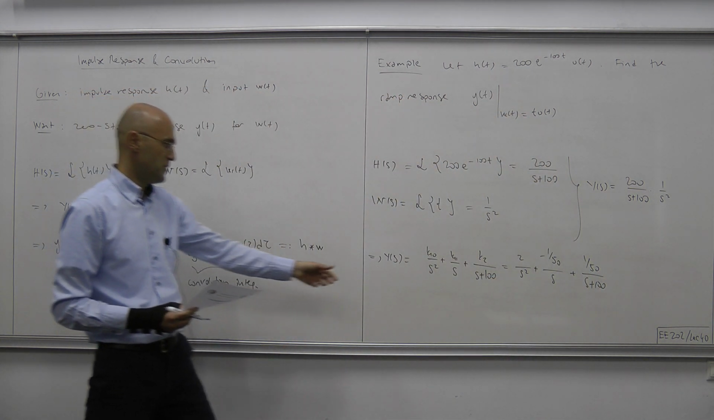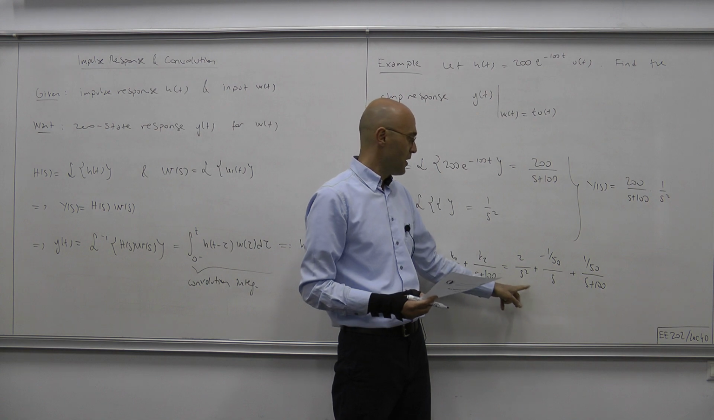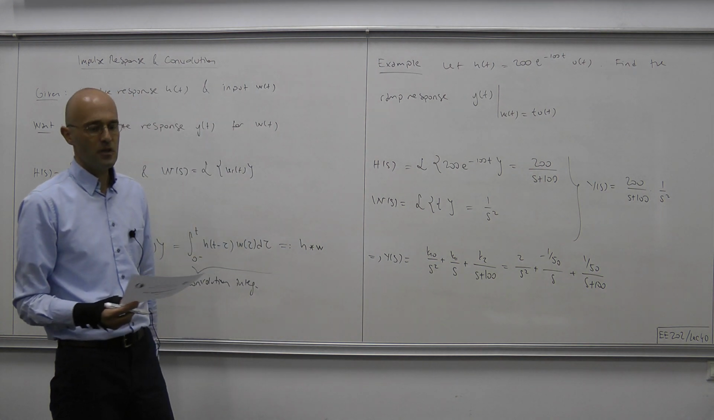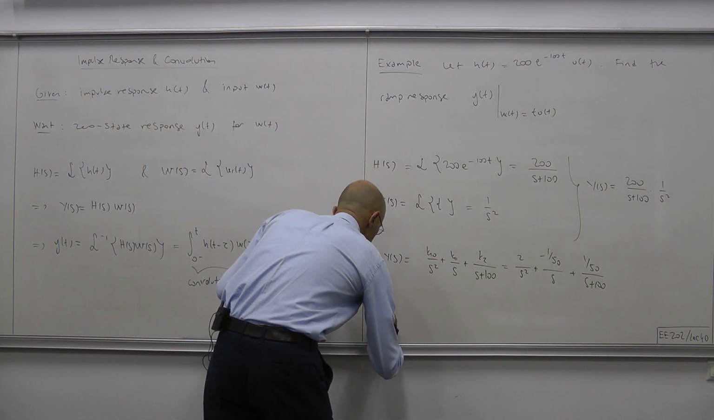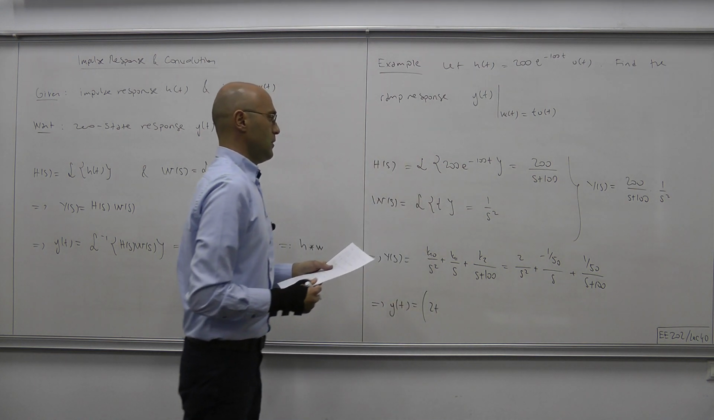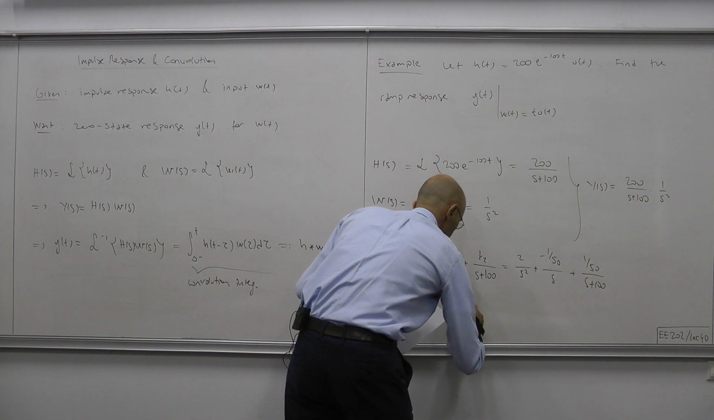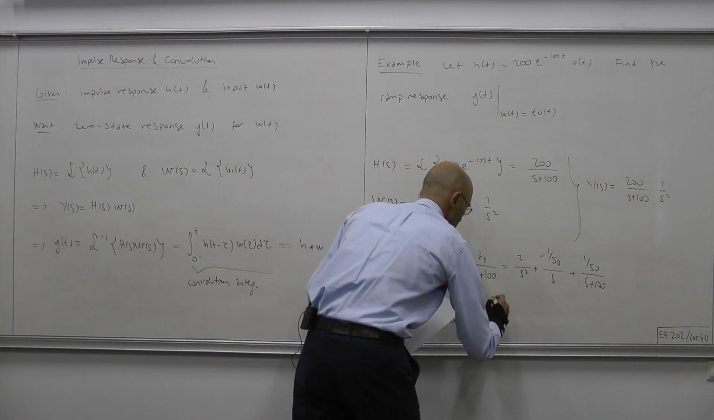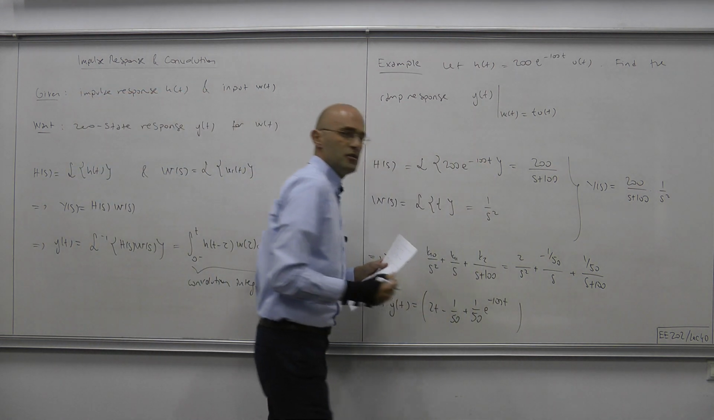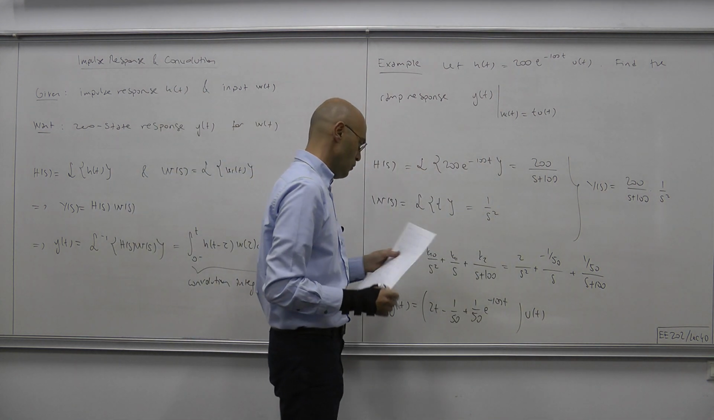Okay, and then it's easy to write down what y of t is. This produces a ramp, this produces a step or constant function, and that produces an e to the minus 100t term. So that means y of t equals 2t minus 1 over 50 plus 1 over 50 e to the minus 100t for t greater than or equal to 0, or just simply multiply everything by u of t.